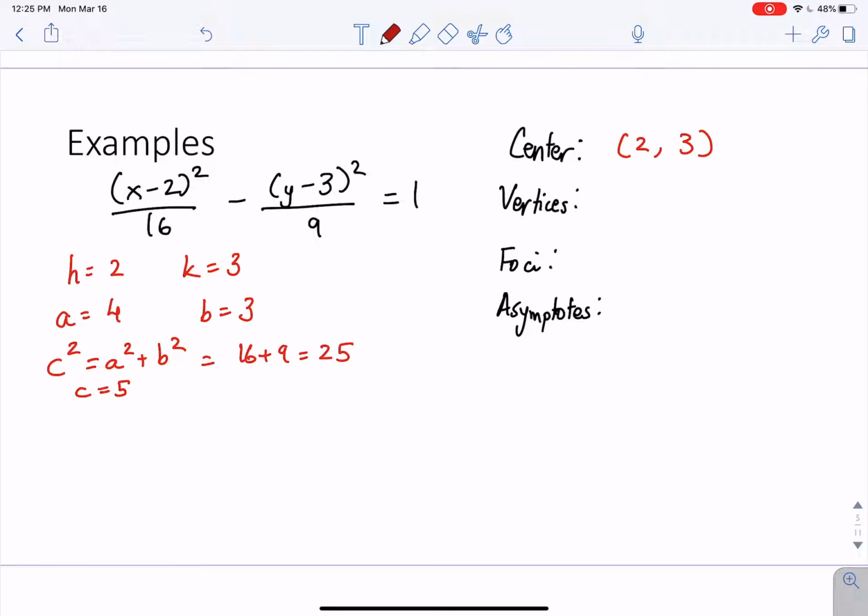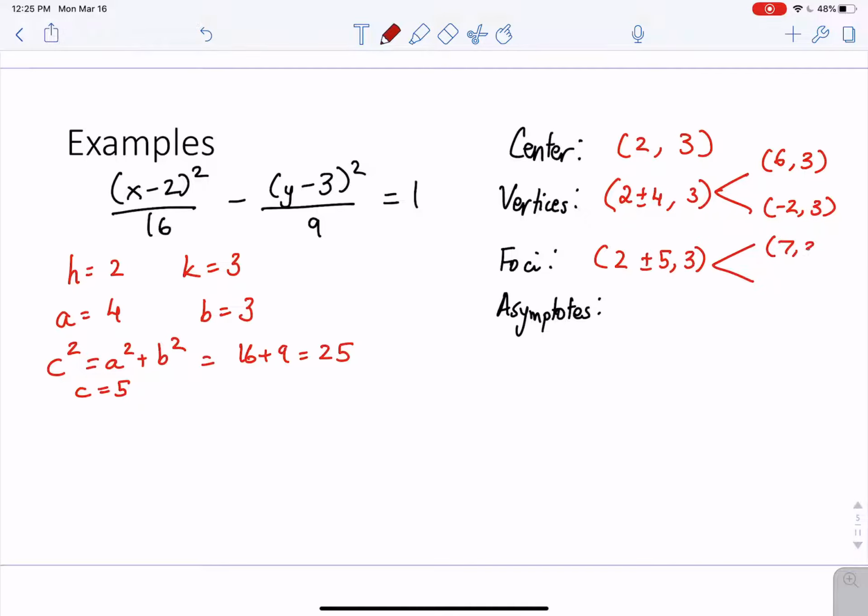And now that I have a and c, I can get my vertices and foci. I know this has the x term that's positive, so it opens up horizontally, which means the vertices and foci change the x value from the center. So for the vertex, I'm going to go 2 plus or minus 4 units to the right and left, and then keep the y value the same. So that gives me 6, 3, and negative 2, 3. For the foci, I add the c value, and that gives me 7, 3, and negative 3, 3.